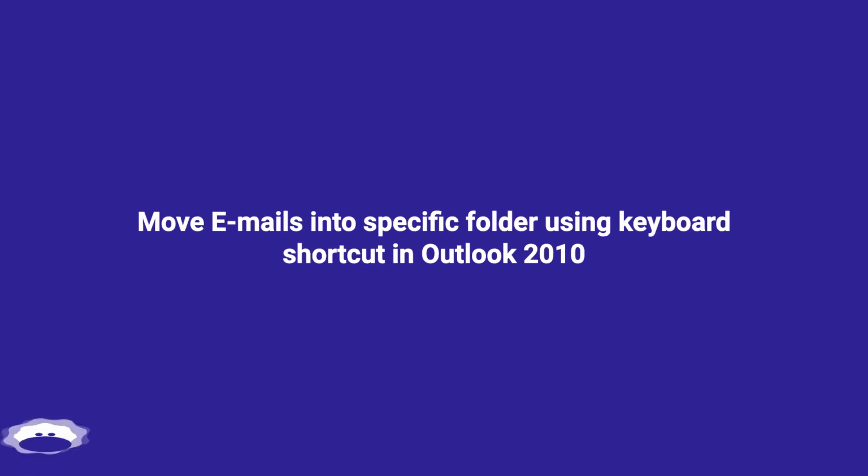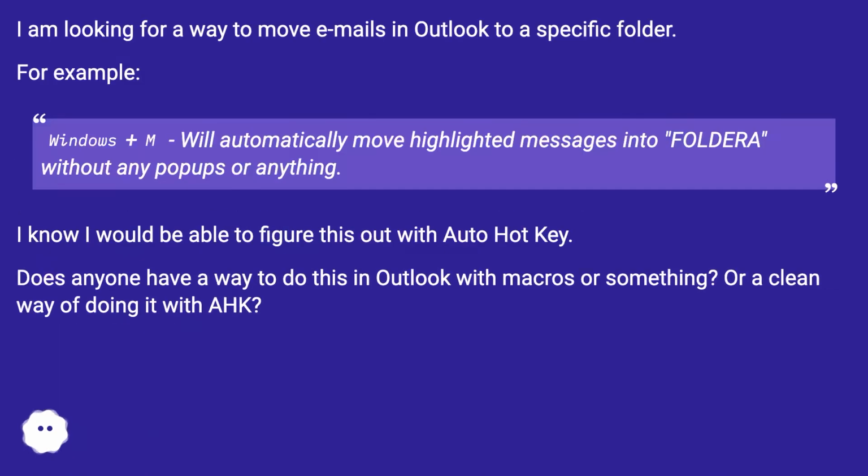Move emails into specific folder using keyboard shortcut in Outlook 2010. I am looking for a way to move emails in Outlook to a specific folder. For example, Windows+M will automatically move highlighted messages into a folder without any pop-ups or anything.